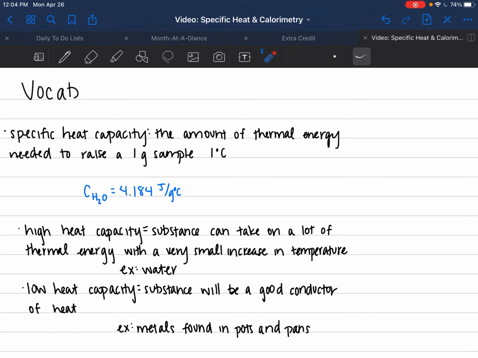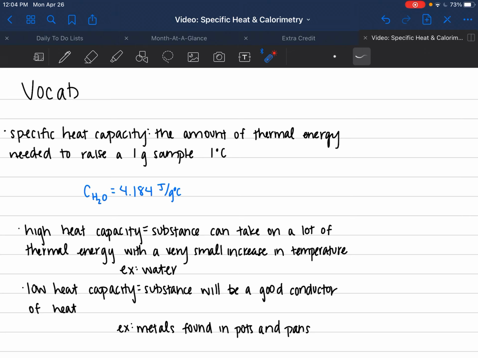You can also have something with a low heat capacity. So these substances are going to be good conductors of heat. So what that means is you can add just a little bit of thermal energy, and all of a sudden these substances get very hot and can carry that heat really, really well. So for this example, think of the metals that make up the pots and pans in a kitchen. If you want to cook something, if you put it directly into a metal pot or pan, it is going to heat up very quickly and potentially burn whatever you're trying to cook.